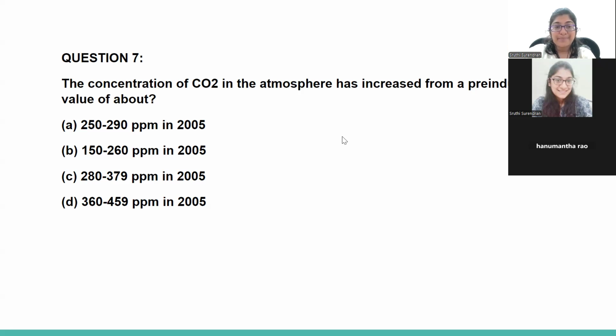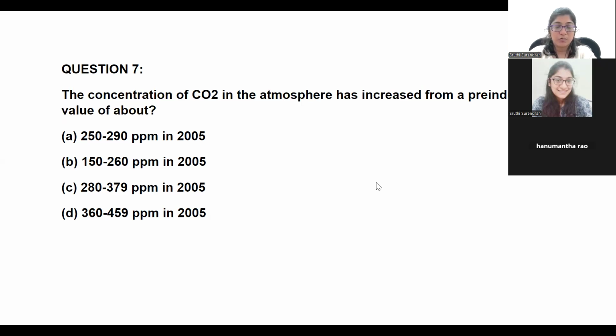So do you know the concentration of carbon dioxide right now in the atmosphere? You can maybe Google it and let me know. I think that is information that you need to know, considering global warming is such a major issue and considering carbon dioxide is one of the major contributors to this global warming.